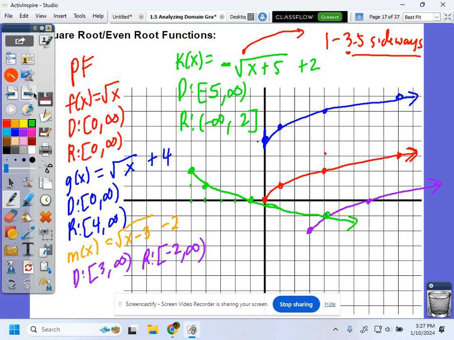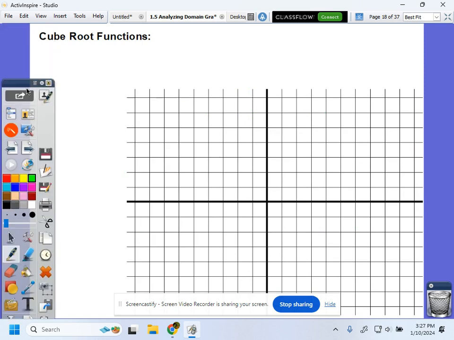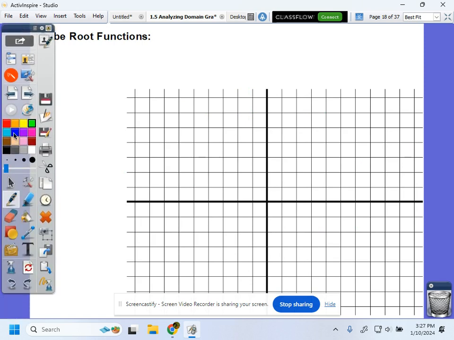Okay. Let's go now to cube root. The parent function for cube root is f of x equals cube root of x. There are so many ways to do this one. I call it the three kings. It starts from zero because cube root of zero is zero. Cube root of one is one. Cube root of negative one is negative one. Okay, you can keep going.